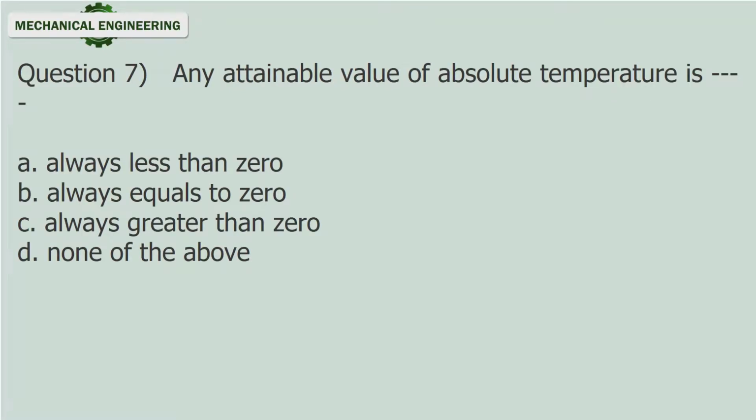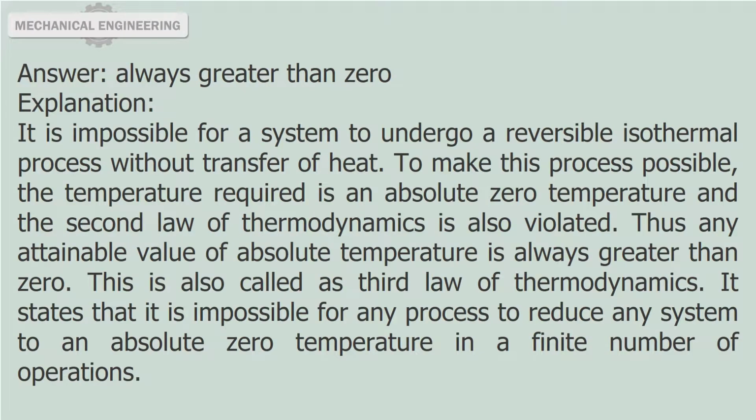Question 7. Any attainable value of absolute temperature is, fill in the blank. A. Always less than 0. B. Always equal to 0. C. Always greater than 0. D. None of the above. Answer: always greater than 0.